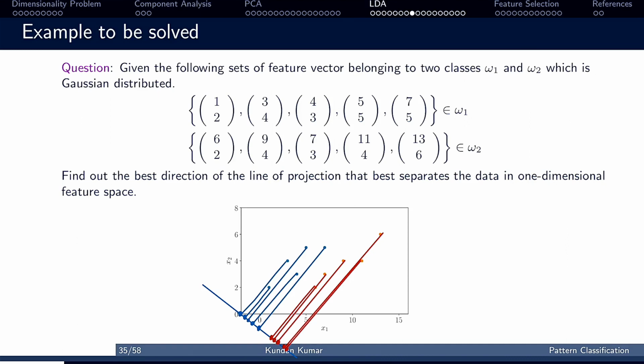In this problem, we are seeking the direction of the line of projection that best separates the data in one directional feature space. So, here we can project all the data points on this line of projection, so that the separability of these data points will be the maximum, that will be the best separation. Now, let us solve this problem.